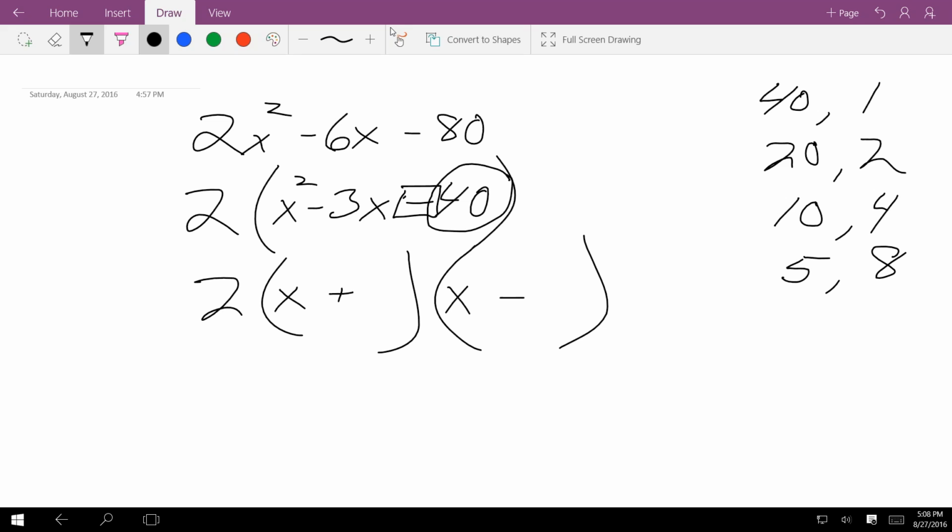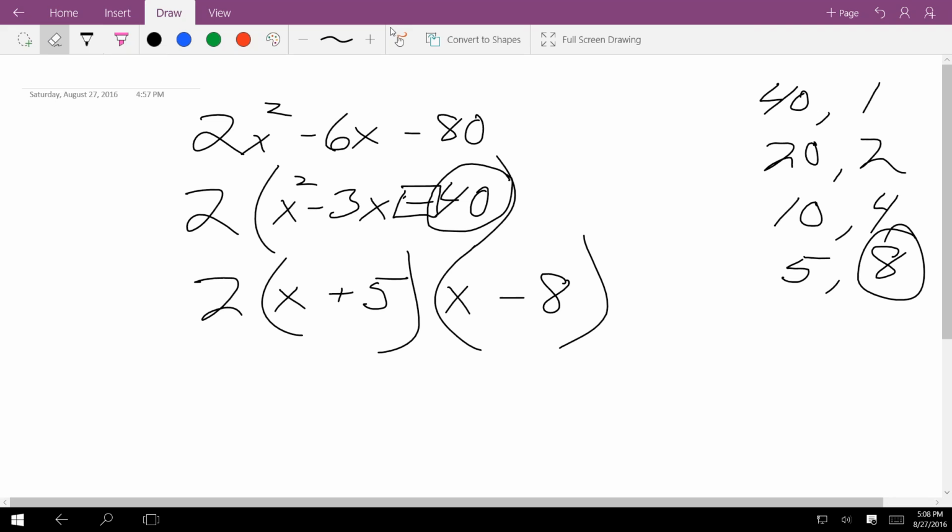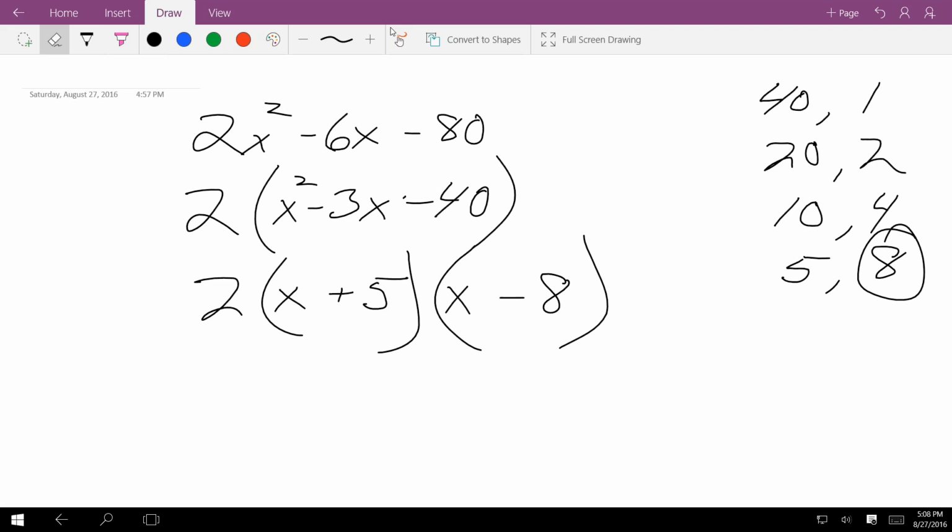Now, which goes where? The 8 goes with which sign, and the 5 goes with which sign? The 5 goes with the addition, and the 8 goes with the negative. Basically, the rule I like to use is the larger of your factors, the 8, goes with the sign of the middle term. And it's as simple as that. It's 4 simple steps, and you can do all first level factoring in this manner. If you always remember those 4 steps, you won't have any problems with any of them.